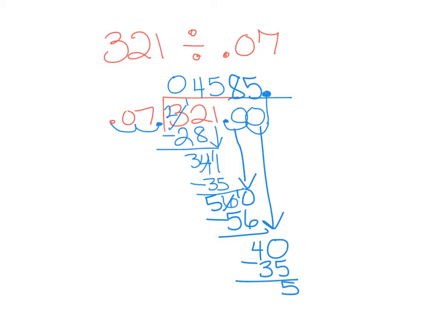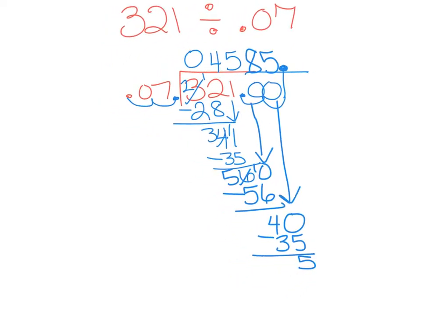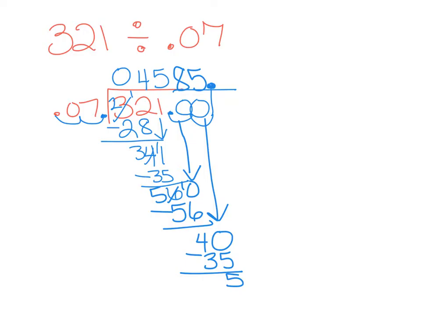Okay, now what? We have told you that we are not allowed to have remainders anymore. So what should we do? We cannot just leave the 5 hanging out there. We have to add another 0 and bring it down. Okay, 7 goes into 50. How many times? That would be 7 times. 7 times 7 is 49 with another remainder of 1. Now what do we do?